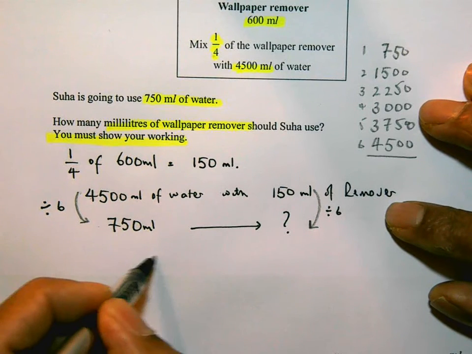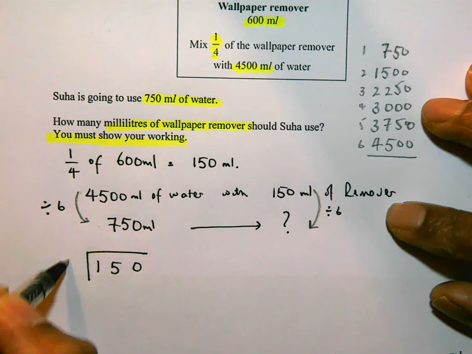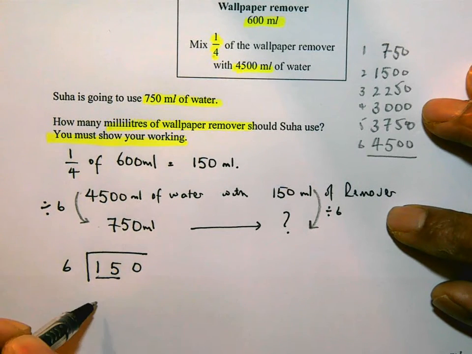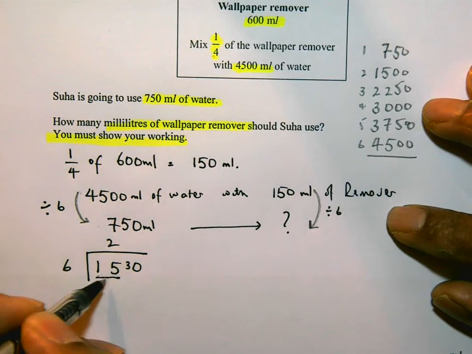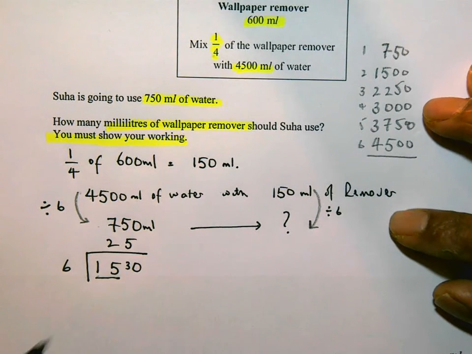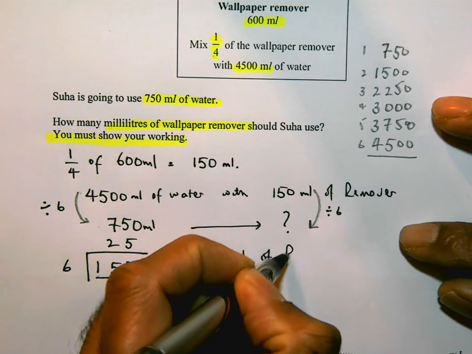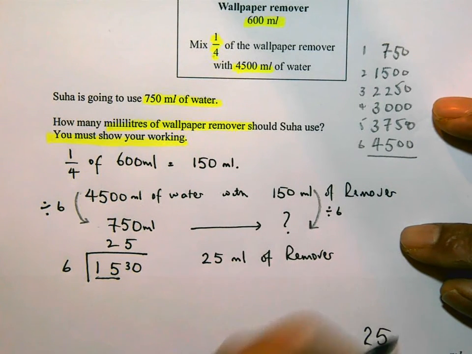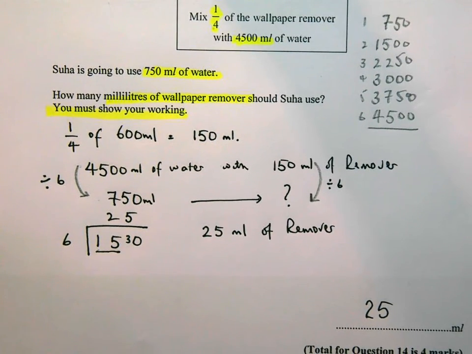And if I do 150 divided by 6, 6 goes into 1? Well, it can't. 6 into 15 is 2. 6 times 2 is 12. Remainder would therefore be 3. 6 into 30 is 5. So therefore that means that you need 25 milliliters of wallpaper remover. And I'm going to write 25 in my answer space. So that's what you need to do in order to answer this question.